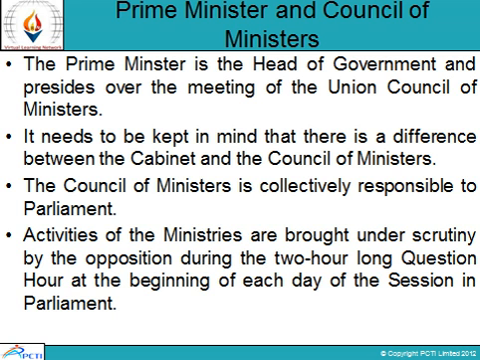Now coming towards the Prime Minister and Council of Ministers. The Prime Minister is the head of government and presides over the meetings of the Union Council of Ministers. It needs to be kept in mind that there is a difference between the cabinet and the council of ministers. The council of ministers is collectively responsible to parliament. The activities of the ministers are brought under scrutiny by the opposition during the 2-hour-long question hour at the beginning of each day of the session in the parliament.